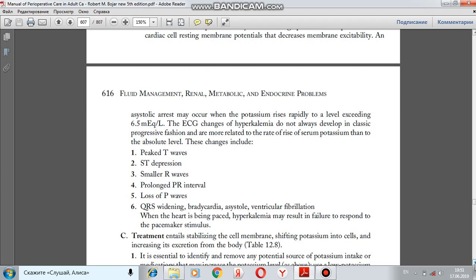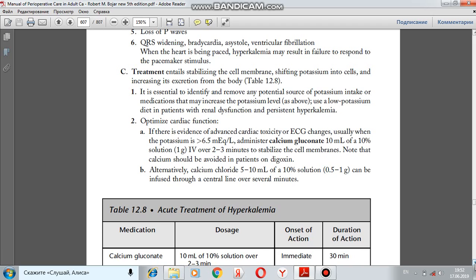These changes include peaked T waves, ST depression, smaller R waves, prolonged PR interval, loss of P waves, QRS widening, bradycardia, asystole, ventricular fibrillation. When the heart is being paced, hyperkalemia may result in failure to respond to the pacemaker stimulus. C. Treatment. Treatment entails stabilizing the cell membrane, shifting potassium into cells, and increasing its excretion from the body.